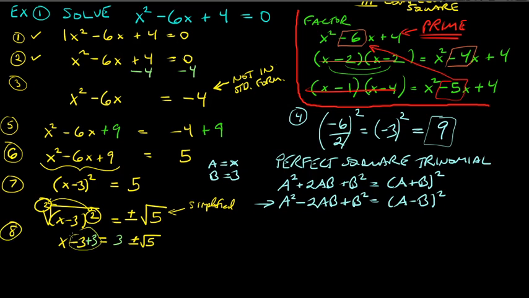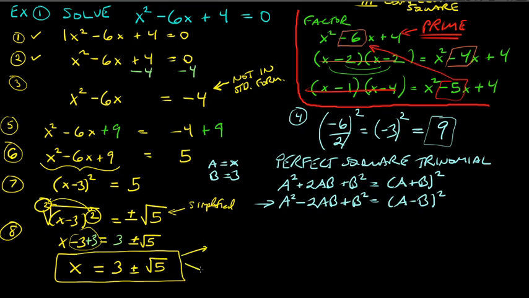So negative 3 plus 3 is 0, so you just get x plus 0 equals 3 plus or minus the square root of 5. And we're done. Those are the two solutions, right? There are two of them. Let me write them separately. There's x equals 3 plus the square root of 5. And the other solution is x equals 3 minus the square root of 5. Sorry, that's a 5. Okay?